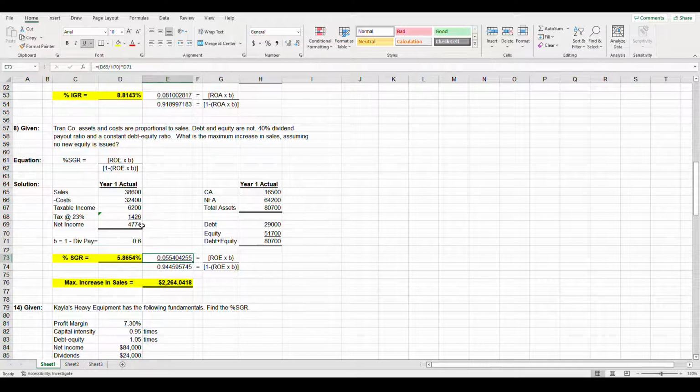That would be net income D69 over equity of H70. There's your equity number in H70. I'm going to multiply that by D71, which is your B. That's your retention ratio. So ROE times B divided by 1 minus that numerator, and then divide those two numbers. And I get a sustainable growth rate by taking E73 divided by E74, I get a sustainable growth rate of 5.8654%. Now again, what does that mean?